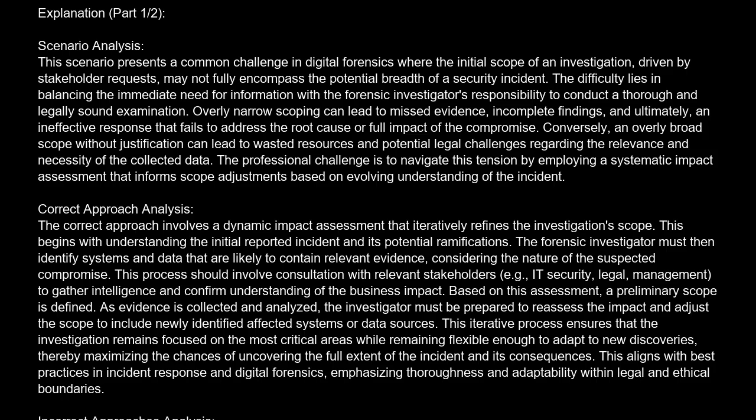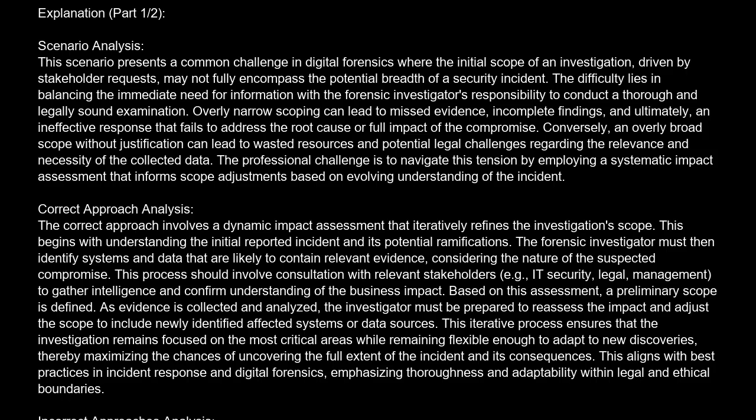Explanation. Scenario analysis. This scenario presents a common challenge in digital forensics where the initial scope of an investigation, driven by stakeholder requests, may not fully encompass the potential breadth of a security incident. The difficulty lies in balancing the immediate need for information with the forensic investigator's responsibility to conduct a thorough and legally sound examination. Overly narrow scoping can lead to missed evidence, incomplete findings, and ultimately, an ineffective response that fails to address the root cause or full impact of the compromise.